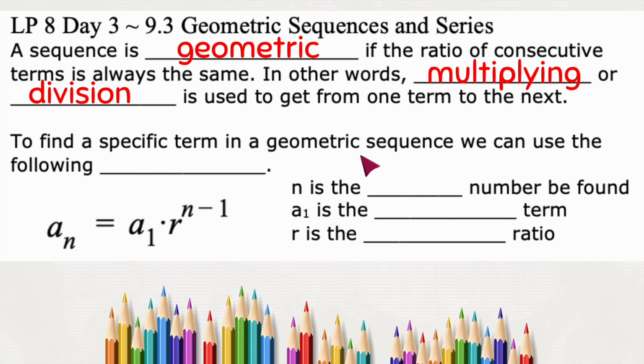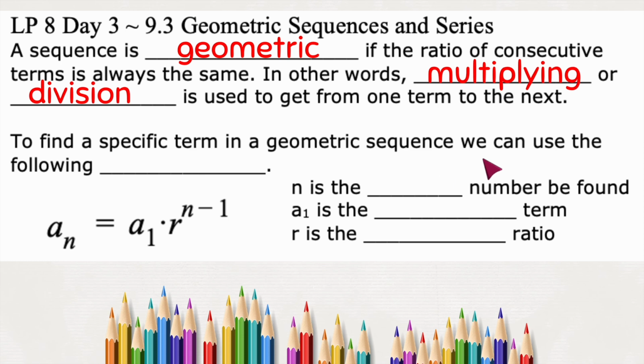Well, in a geometric sequence, we're multiplying or dividing. So I would go 2, 4, 8, because 2 times 2 is 4, 4 times 2 is 8. The next one would be 16, because 8 times 2 is 16, times 2 would be 32, right? So I can keep going with that multiplication or division, but it's the same thing I'm multiplying each time.